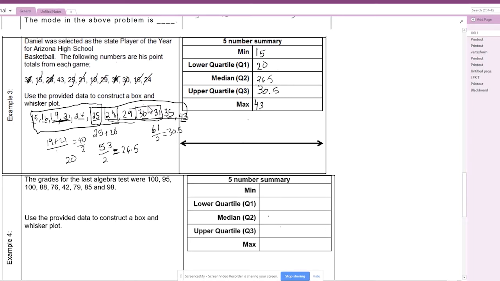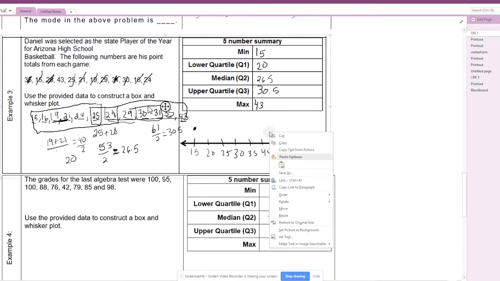All right, and then let's do our box and a whisker. We got to go from 15 to 43. So let's start with our scale. Let's go by 5. Yeah, we'll start at 15. We'll go by 5s. 15, 20, 25, 30, 35, 40, 45. All right, so now we're going to put our min at 15. And our max is at 43, so that's in between 40 and 45.